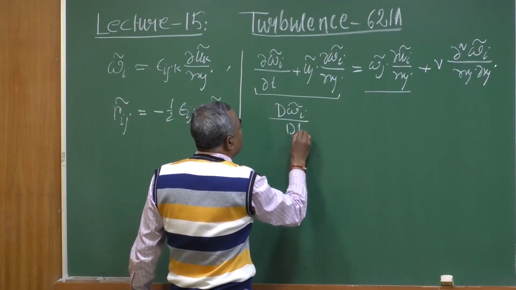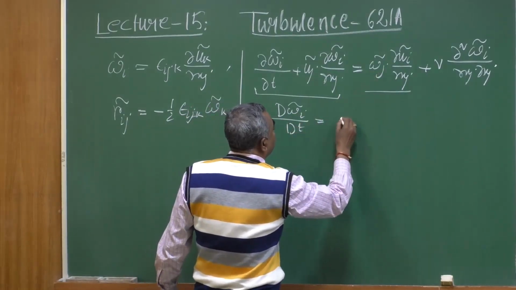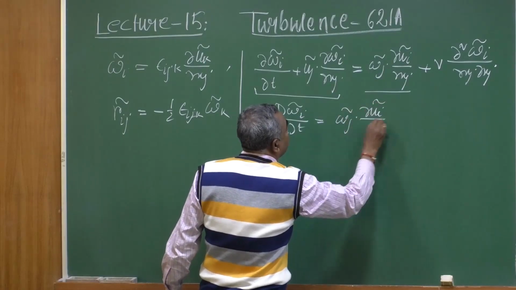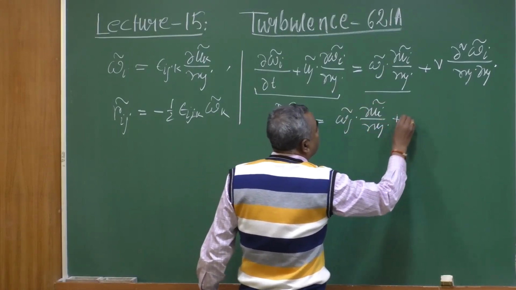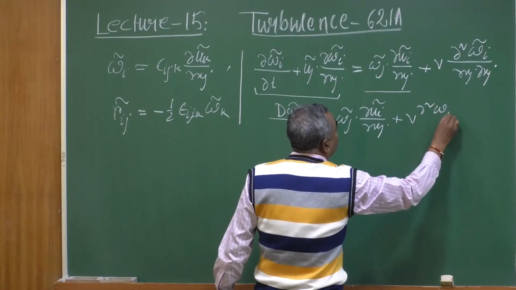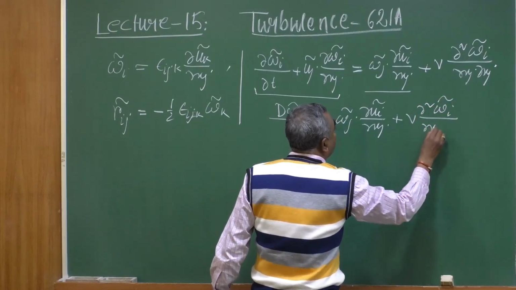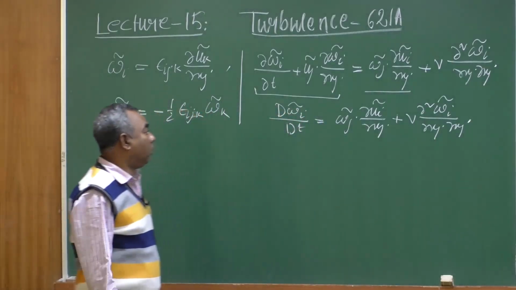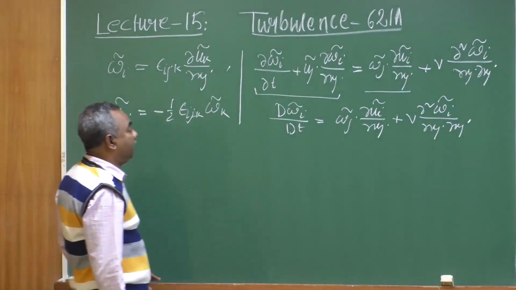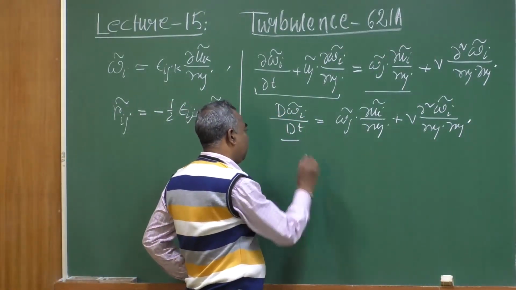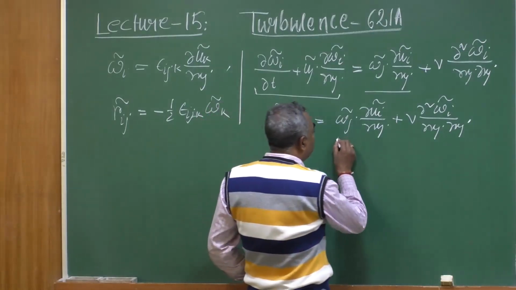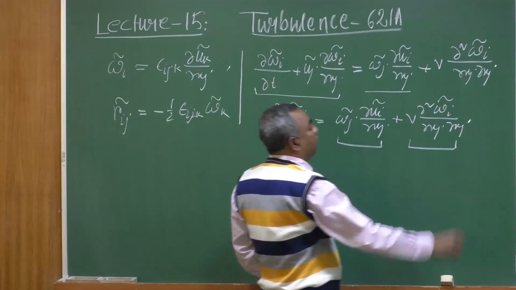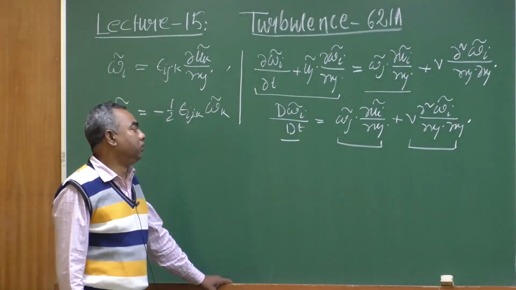which can also be written as this, equals this particular term. Okay. So, omega j del u i del x j plus nu into del 2 omega i tilde del x j del x j. Okay. So, this is our vorticity equation, and it says the change of vorticity, which is on the left hand side, is due to the vortex stretching and tilting and the viscous diffusion of vorticity, right.